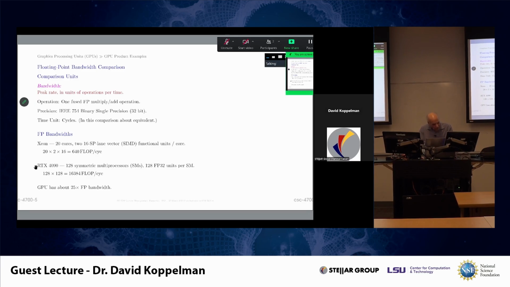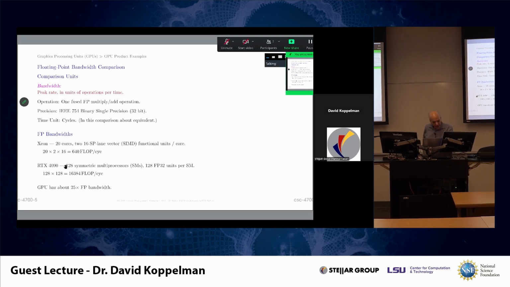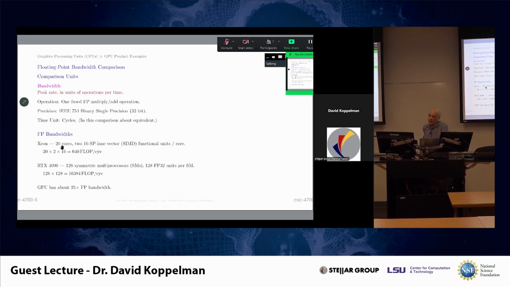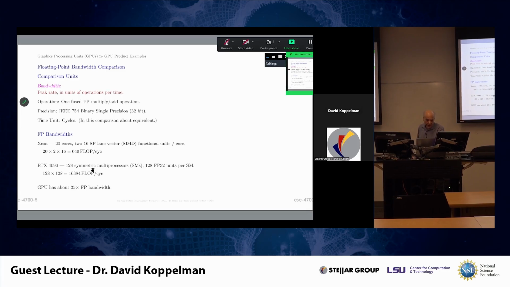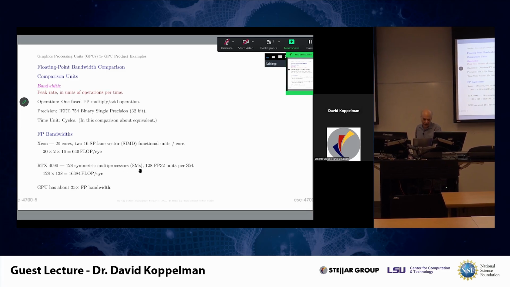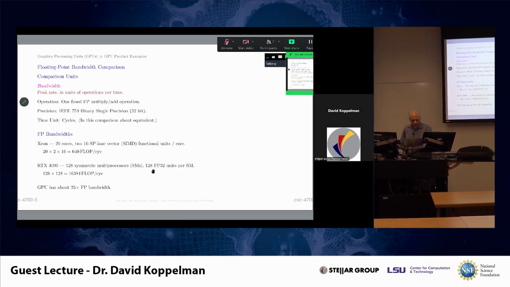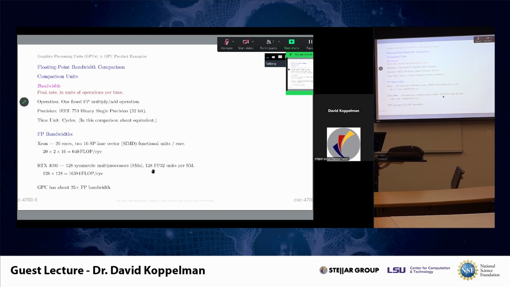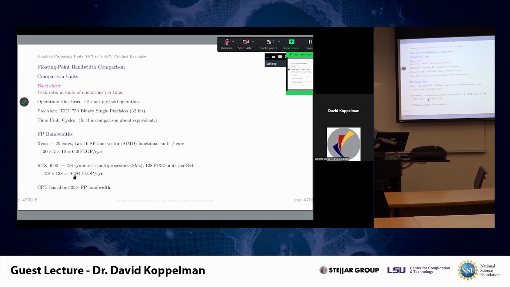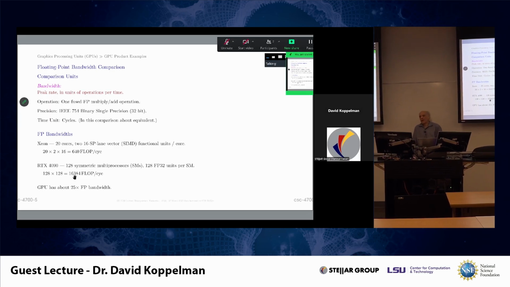All right, what about the GPU? So here, the equivalent of a core in a GPU is a symmetric multiprocessor, SM, and there are 128 of them. Each of these has 128 FP32 units. And FP32 can sustain a bandwidth of 1 multiply add per clock cycle. So multiplying those 2 numbers, you get 16,384 floating point operations per clock cycle.